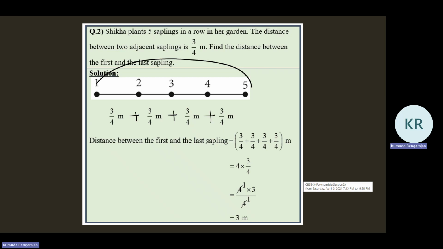So the distance between the first and last sapling is equal to 3 by 4 plus 3 by 4 plus 3 by 4 plus 3 by 4. Repeated addition is multiplication. So 4 into 3 by 4. How do you multiply? Multiply the numerator by 4. So 4 and 4 cancel, 3 meters.